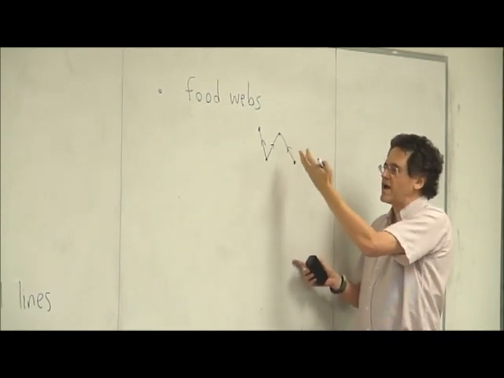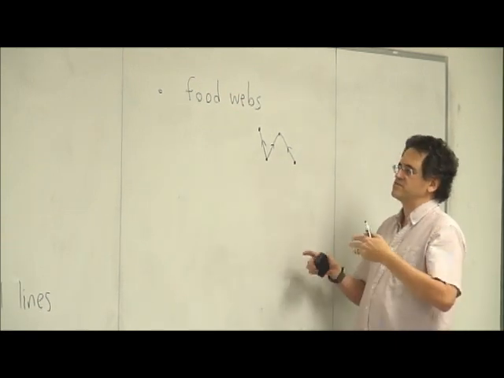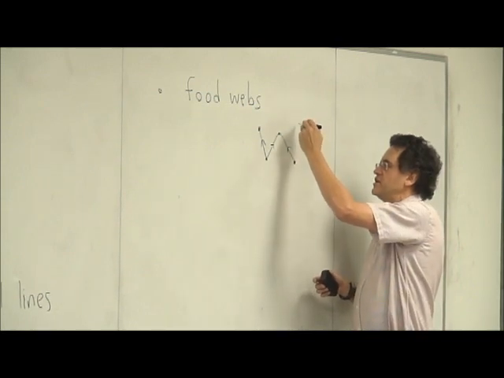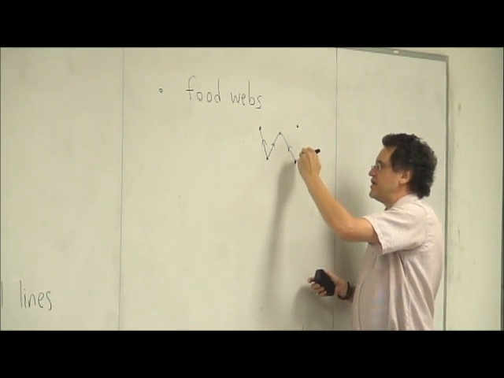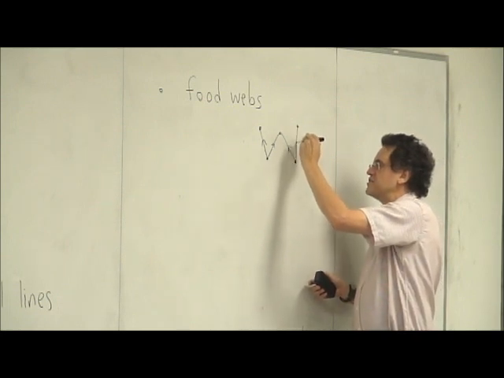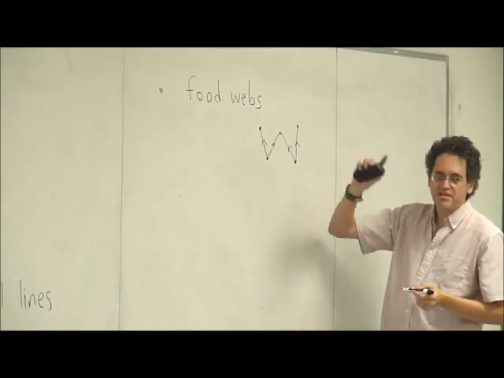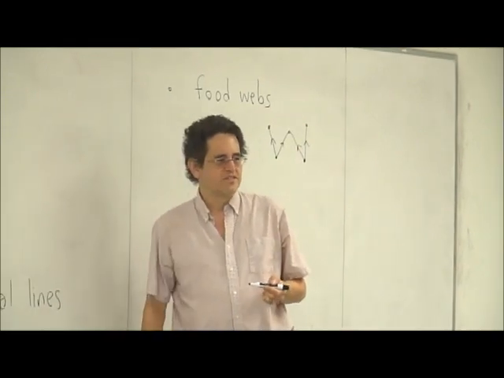Also, the actual graph itself can change with time. I won't talk too much about that at first because things are too complicated already, but that's very important. You can have the evolution of a new species, and then it has to eat something, so new edges get formed, and so on, and species go extinct, and so on.